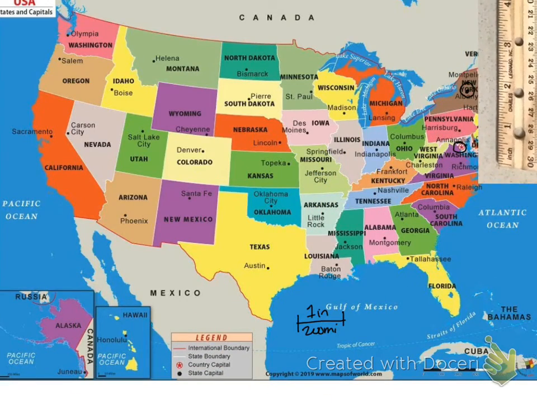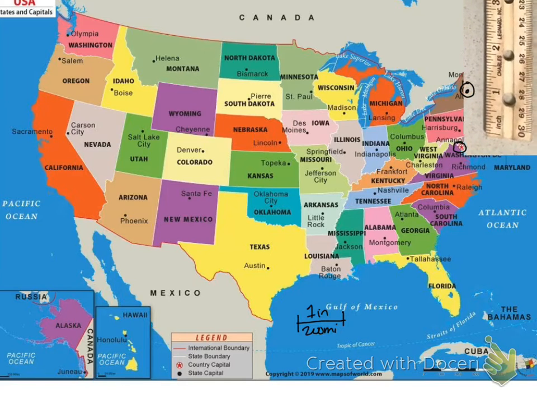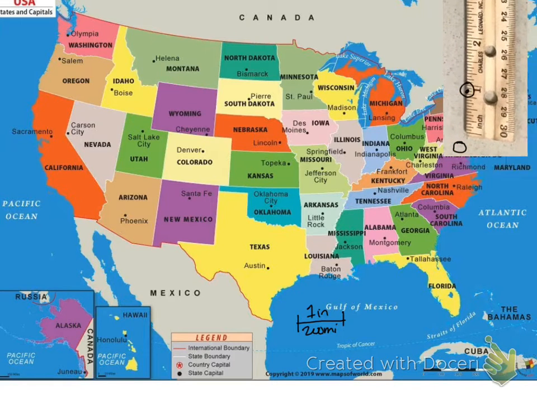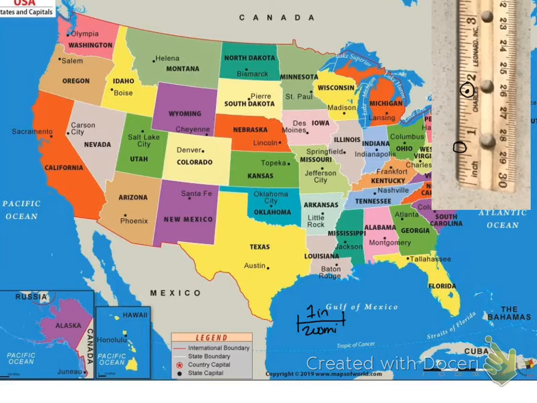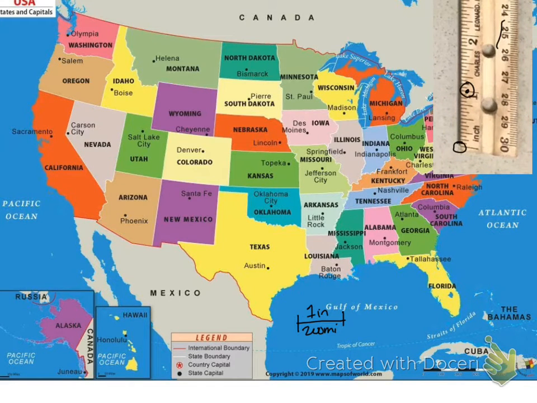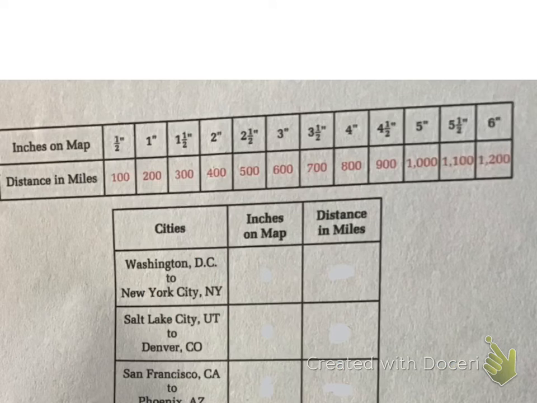So I take my ruler and measure the distance between the two, and it ends up being, hold on, moving this ruler is hard. It's about 1 inch between the two. So if it's 1 inch apart, that means it's going to be 200 miles apart, because remember, 1 inch equals 200 miles.